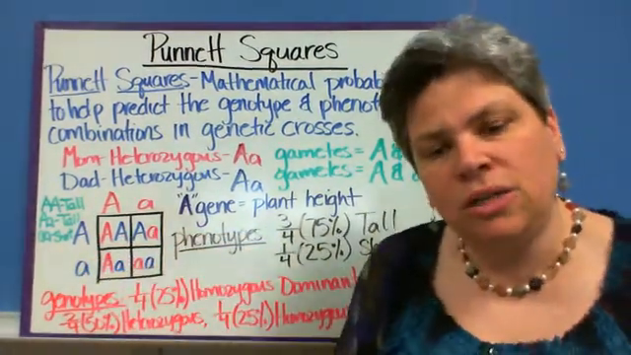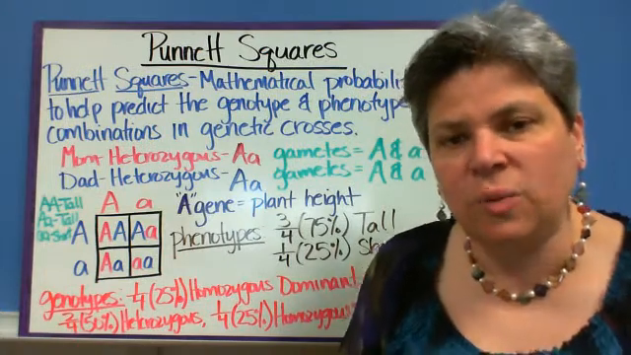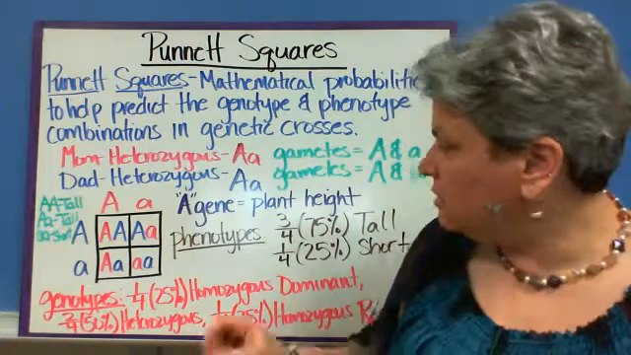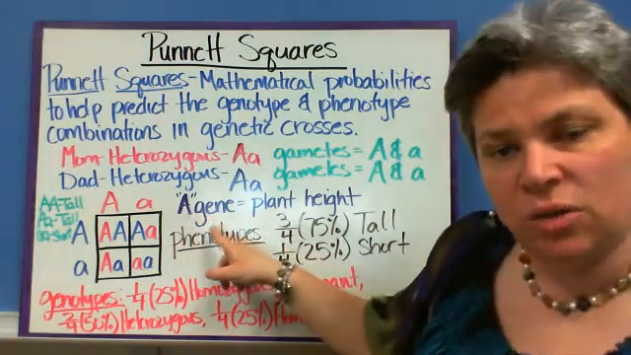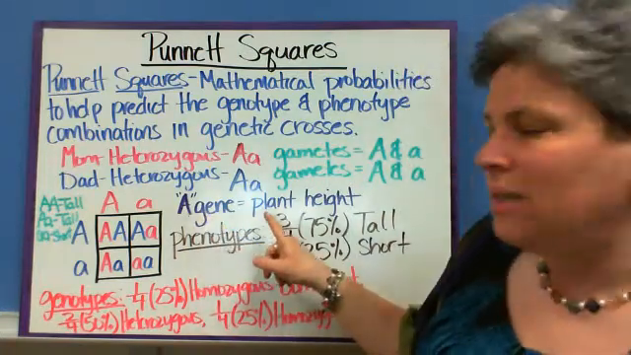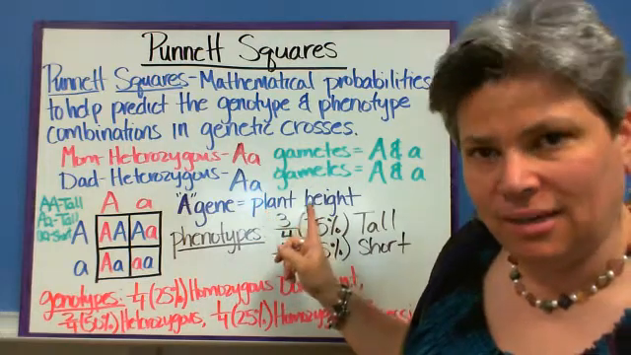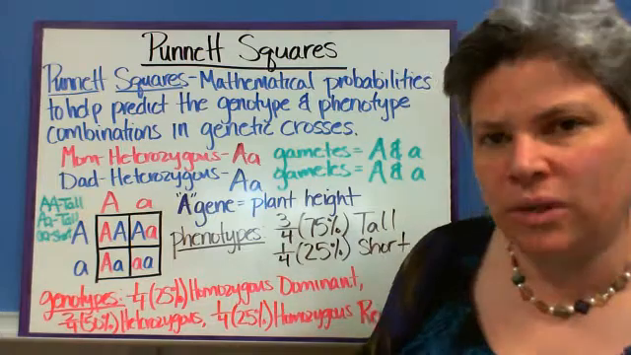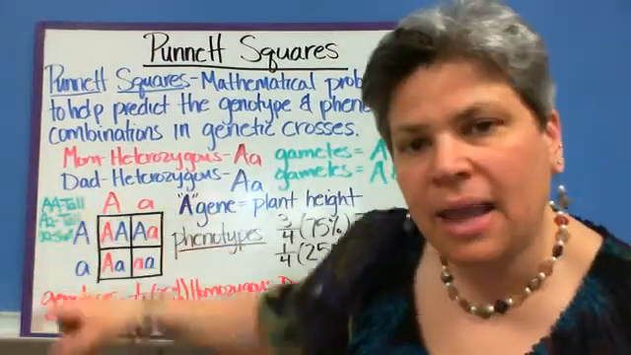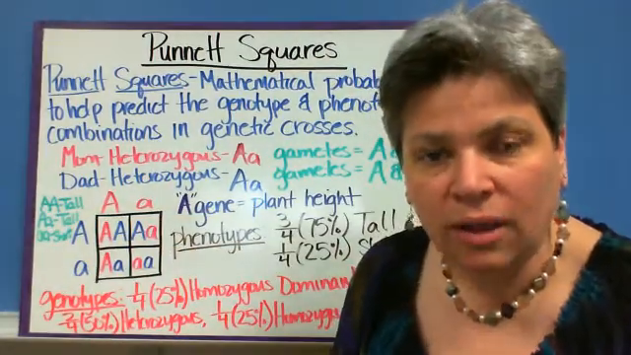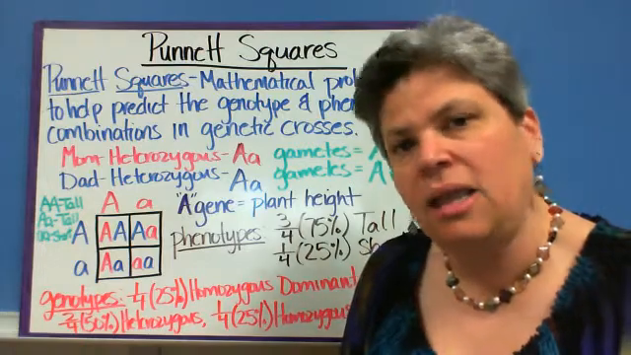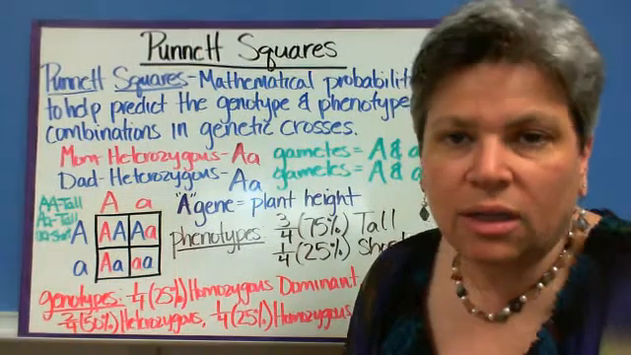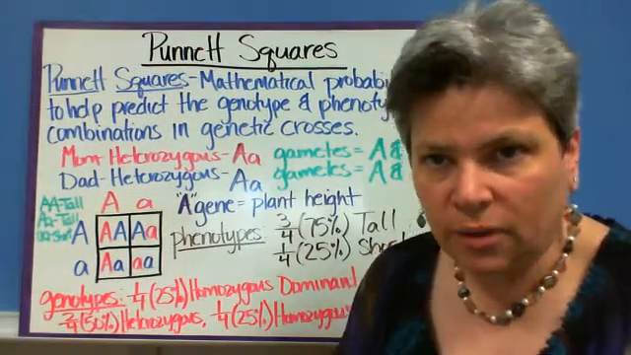Now the thing that we need to do before we actually do the cross is consider what is the gene that we're using. In this case, the A gene that we're talking about is going to be the gene for plant height. So what does that mean? What is my key? If I have big A, it's going to be tall. If I have little a, it would be short. Tall is dominant to short.